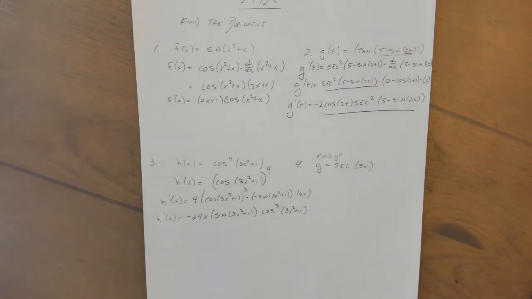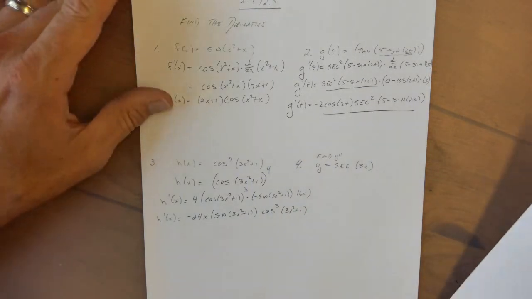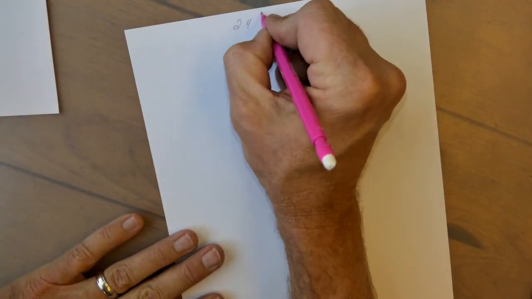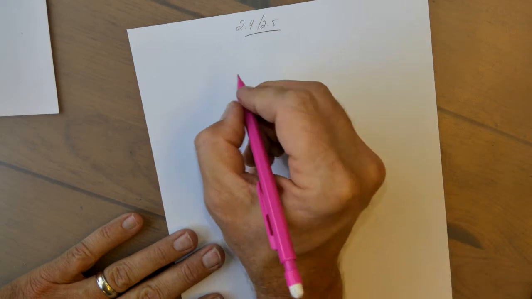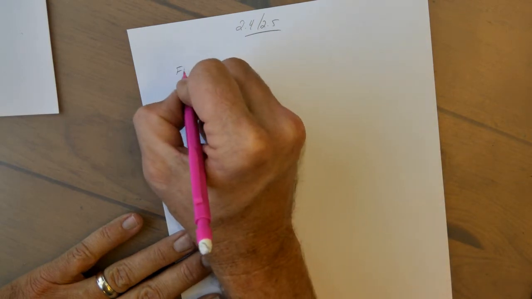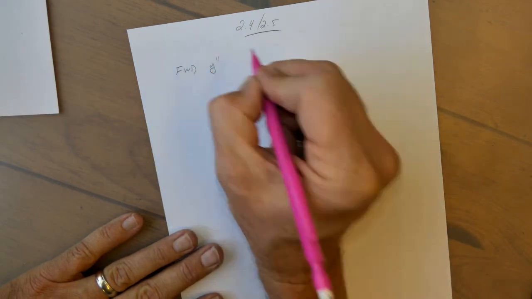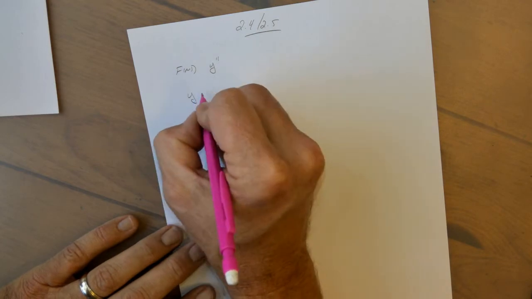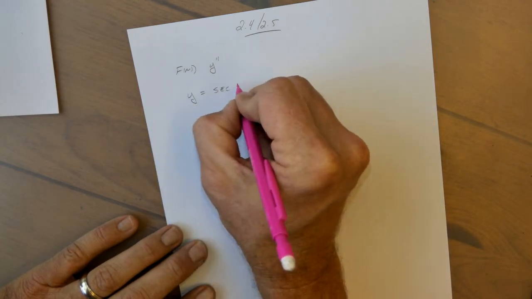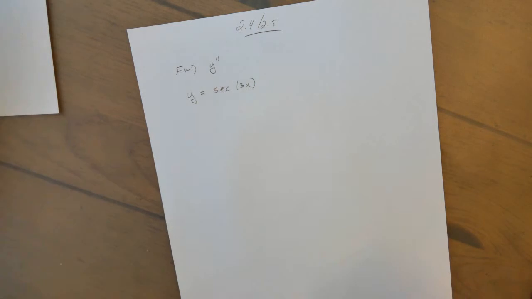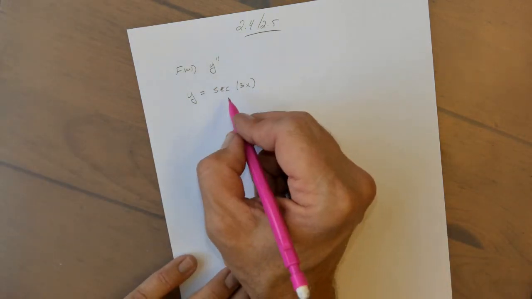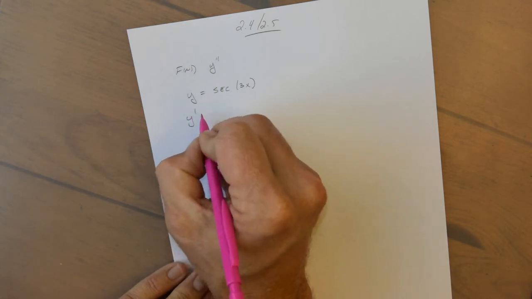Okay, let me get another piece of paper here. We're going to move this one over because we're going to need a little bit more room for number 4. Okay, so again, we're covering problems from 2.4 and 2.5. So we're going to find y double prime, where y is equal to the secant of 3x.